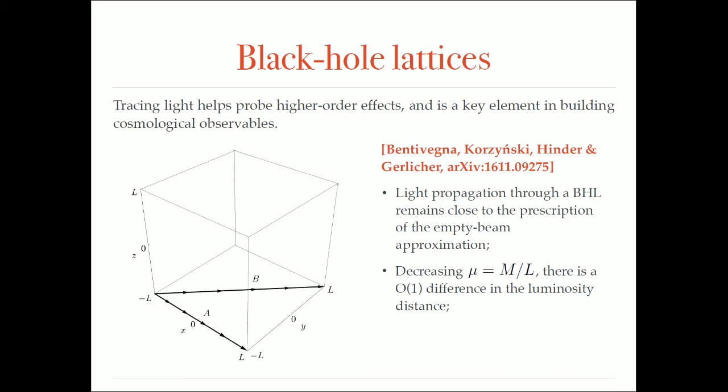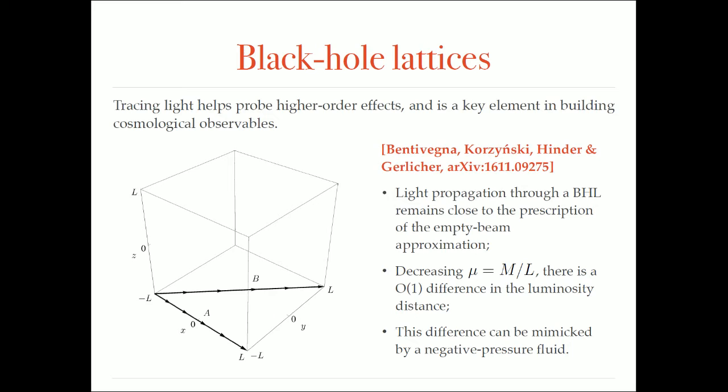The optical properties will have, so if you introduce this parameter mu, which is basically the ratio between the mass and the spacing of the lattice, the difference between FLRW and this lattice in this family for varying mu has a difference of order one. It never goes to zero, even if mu goes to zero. And in particular, this difference has the phase of a negative pressure fluid.